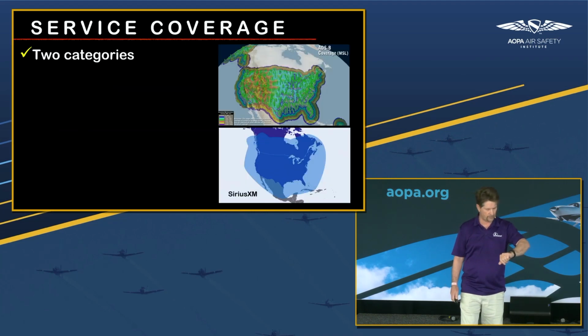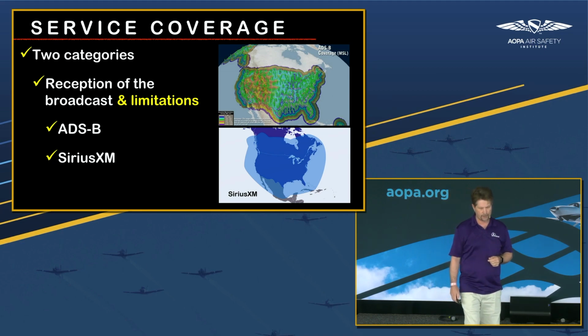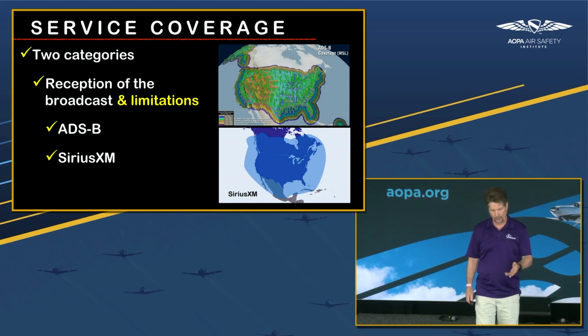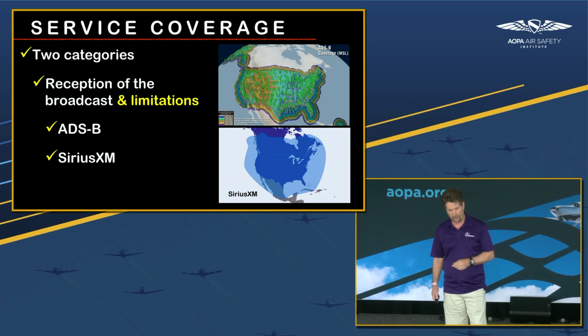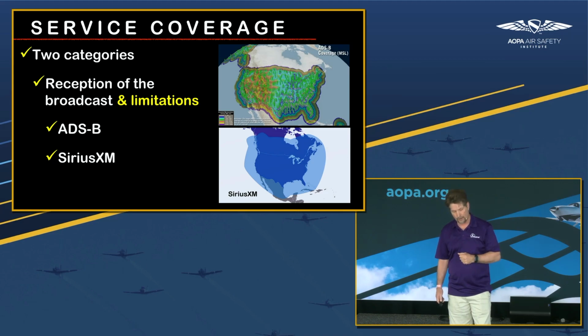All right, last but not least, let's talk about service coverage. Essentially two categories that you have to deal with, and that is the reception of the broadcast and limitations for ADS-B and SiriusXM. You can see in the case of ADS-B coverage where you can get access to a signal. If you go way up into Canada or you're down into the Caribbean, you're going to start to lose coverage in those areas with ADS-B. SiriusXM gives you a little bit wider coverage up into Canada overall, and also down into Mexico and a little part of the Caribbean.